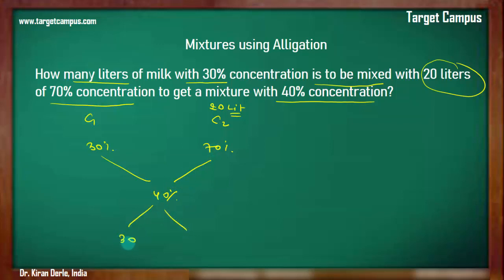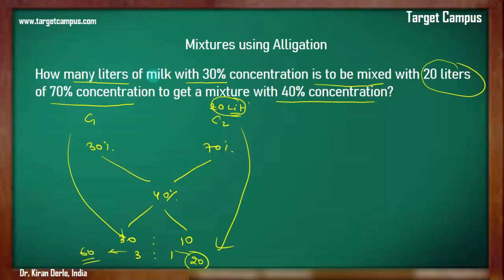This cross difference is 30 and this cross difference is 10. So what is the ratio? 3 is to 1. This is the ratio of the 30% mixture to the 70% mixture, and we know this quantity is 20. So 1 represents 20, and 3 will be 60. So 60 liters of milk with 30% concentration should be used with 20 liters of the other mixture to get this concentration. I hope this is clear.